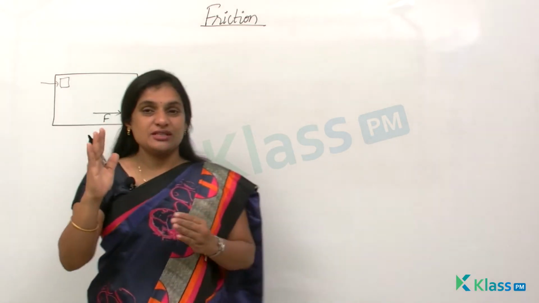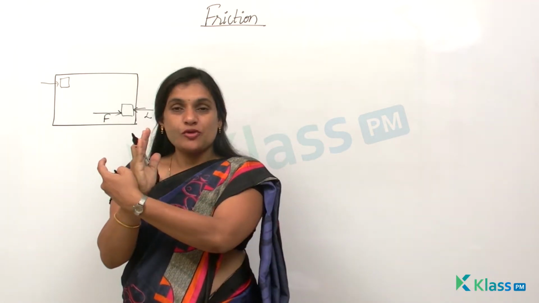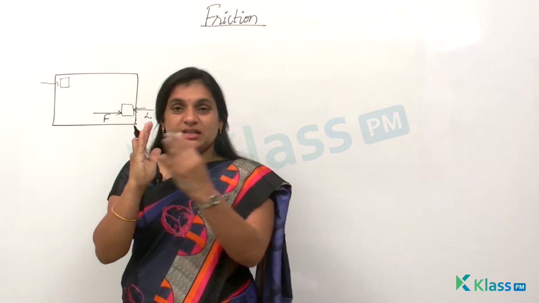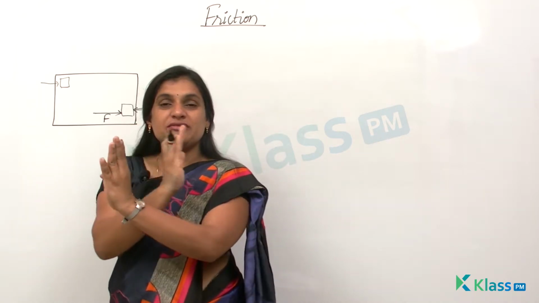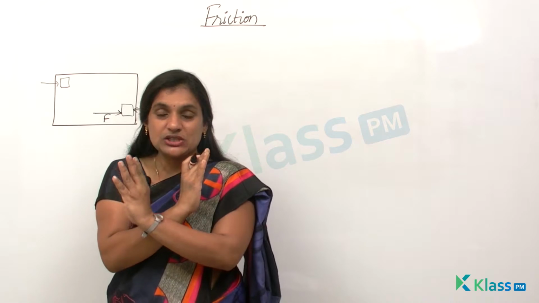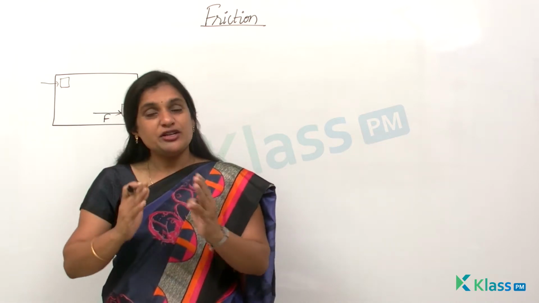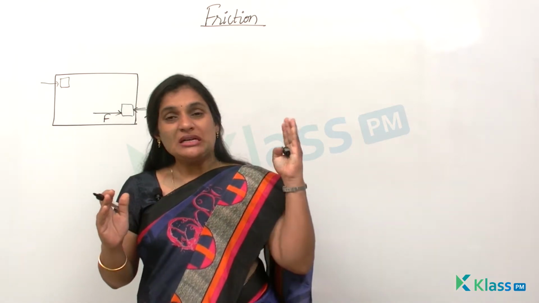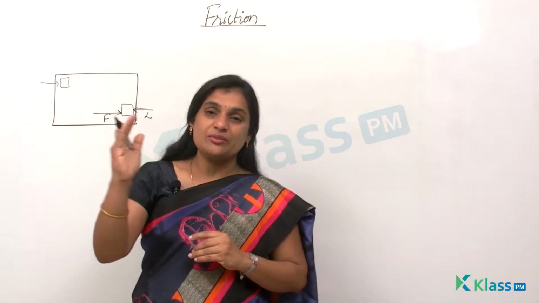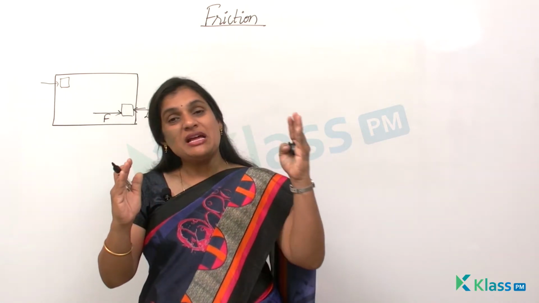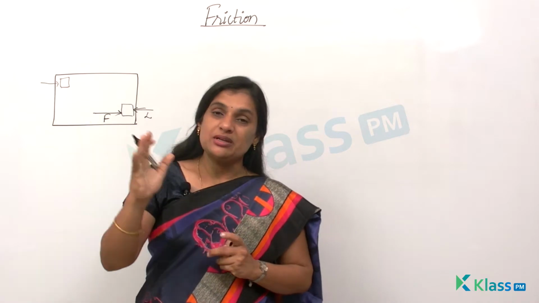So say this is the book, right? When you have applied the force this way from the right, the direction of the friction will be towards the left. That means these two are opposing forces. And when you apply a force from the right side, the friction will be from the left. And when you apply the force from the left side, the friction will be from the right side.